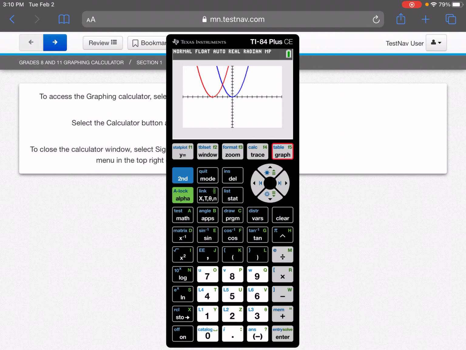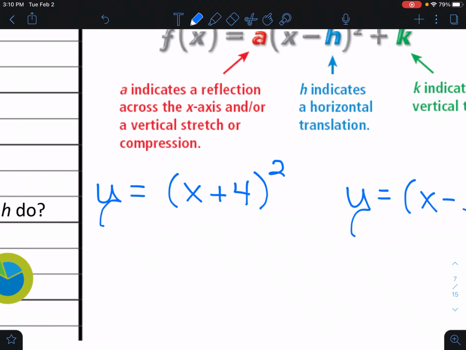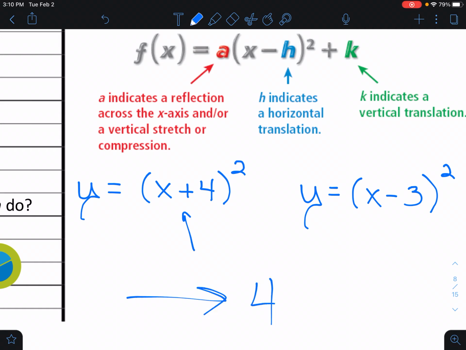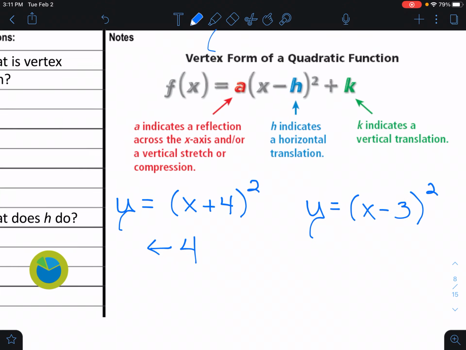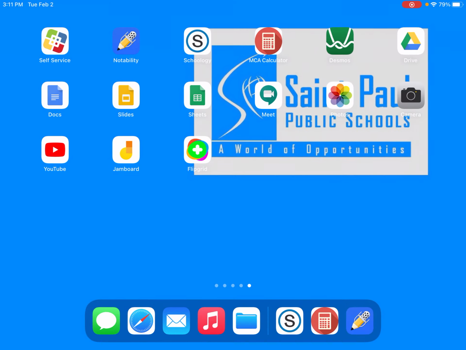Does that make sense based on what we have here? It's a little backwards from what I would have thought. It says plus 4, so when I think plus 4, I would normally think that would move it to the right 4 units. But it doesn't. It actually moves it left 4 units. That's sort of backwards of what I might think.